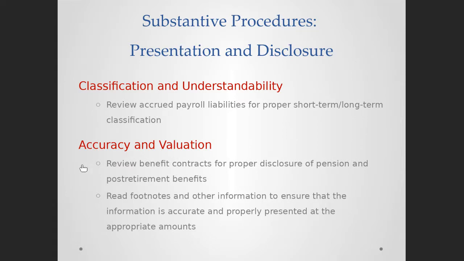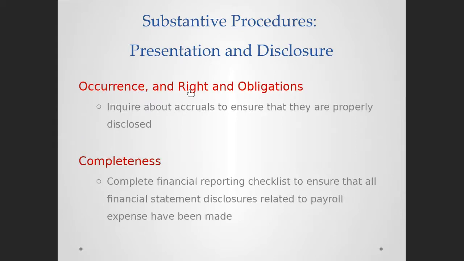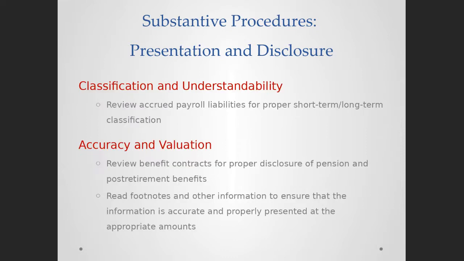Next, you want to look at accuracy and valuation. And again, there is a repeat. There is an overlap between checking accuracy and valuation, as well as occurrence, rights, and obligations. Here, what we have to do is review the benefit contracts for proper disclosure of pension and post-retirement benefits.